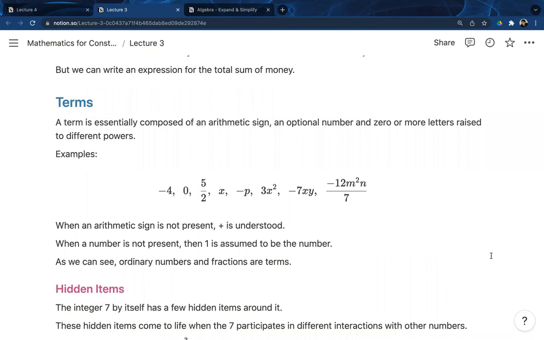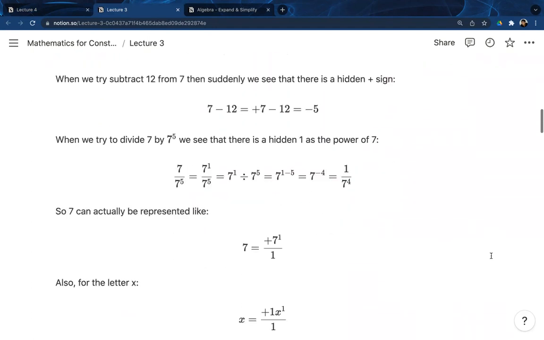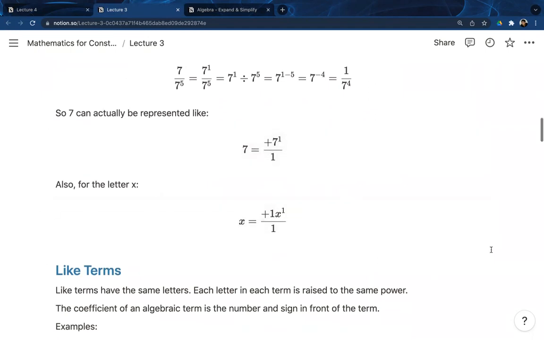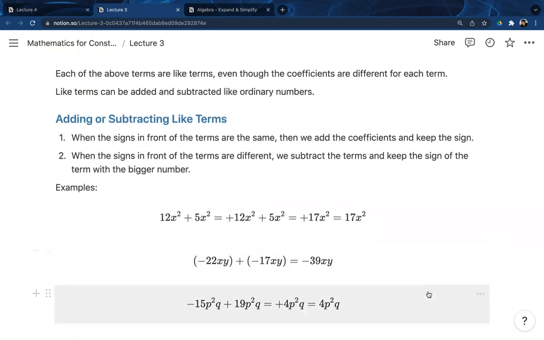When you have letters and numbers and signs, it tends to give people a lot of problems, okay? When you're trying to simplify things, we talked about terms, hidden items, right? Like 7 is not just 7, it has a lot of invisible things around it. There are like terms and unlike terms, right? How to add and subtract them. We did examples of that.